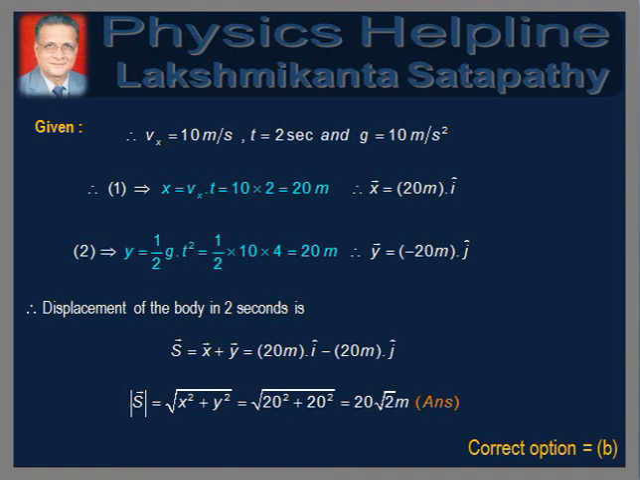Therefore, displacement of the body in 2 seconds is s is equal to x plus y, which is equal to 20 meters into i cap minus 20 meters into j cap. Therefore, magnitude of displacement is equal to 20 into root 2 meters. Therefore, the correct option is B, which is the answer to question 2.